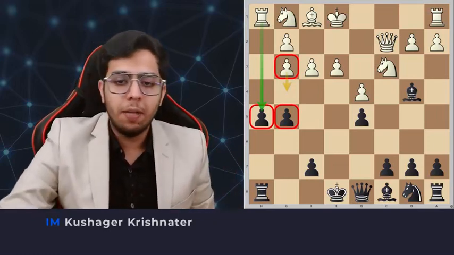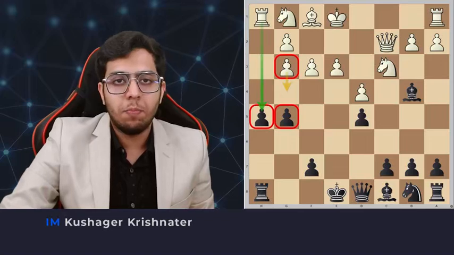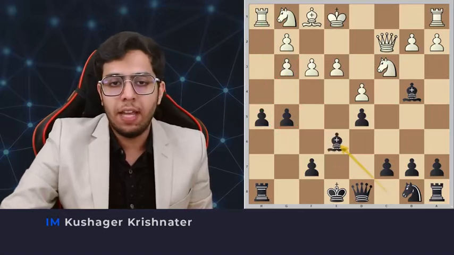Now, there are multiple choices here. There was bishop e6, which was played by Gukesh against Giri. So this is a very reasonable alternative. There is queen e7, which is the most played move.